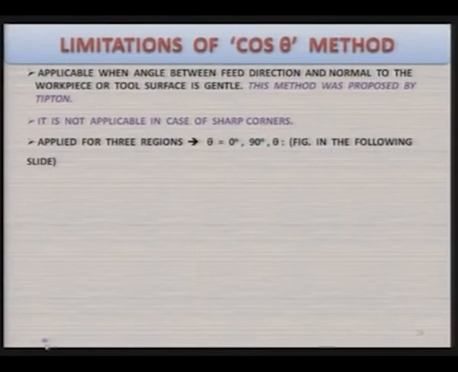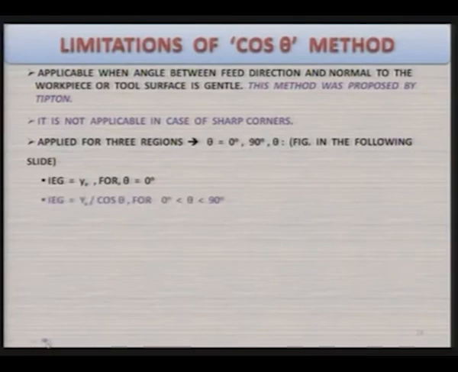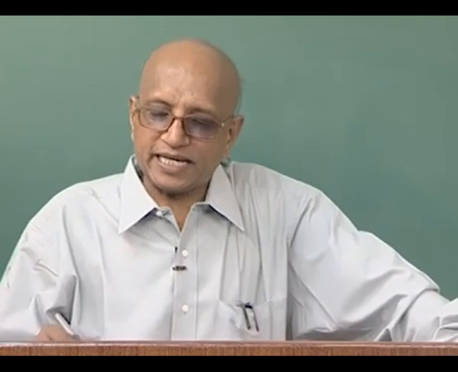It is applied for 3 regions, as we will show, for theta equal to 0 degree, theta equal to 90 degree, and theta somewhere in between 0 and 90 degree. Figure will be shown in the following slide. Now, here IEG, that is inter-electrode gap, is abbreviated as Y suffix E, and for theta greater than 0 degree and less than 90 degree, the inter-electrode gap is parabolic in shape if theta is equal to 90 degree. If theta is 90 degree, that means the feed rate is 0, just like I will show you in the example.